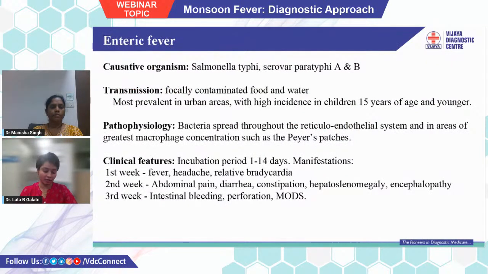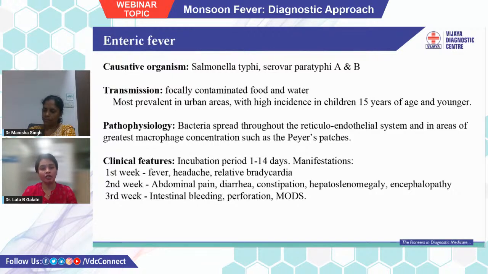Coming to the next important prevalent monsoon fever, enteric fever. Nowadays, in this monsoon season, we are encountering more of these enteric fevers. This is caused by Salmonella typhi, paratyphi A and B. It is transmitted by the fecal-oral route and has a high incidence in children 15 years of age and younger.